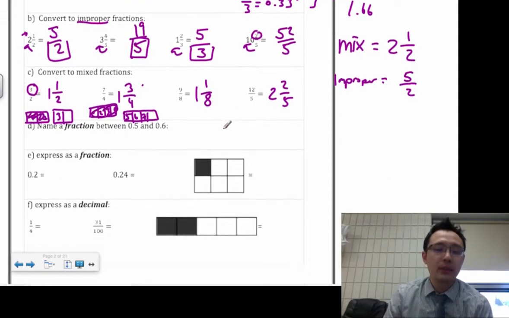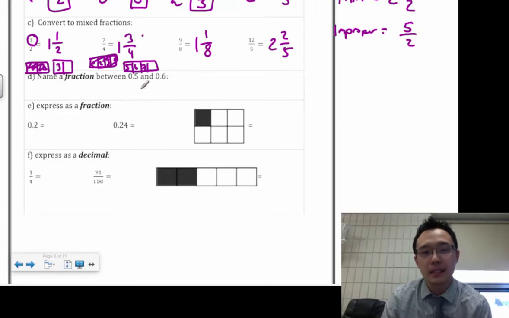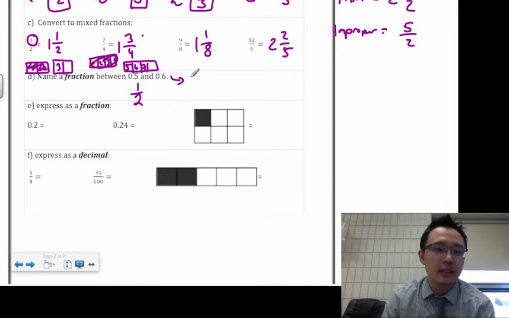Name a fraction between 0.5 and 0.6. So basically 0.5 is 1/2. And for this one, 0.6, I don't really know what that is. I can say that it's 6 out of 10 because 6 divided by 10 is 0.6. And if I were to reduce this, I want this to compare to 2.